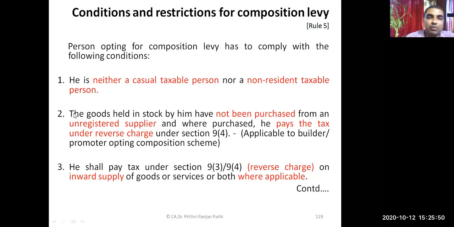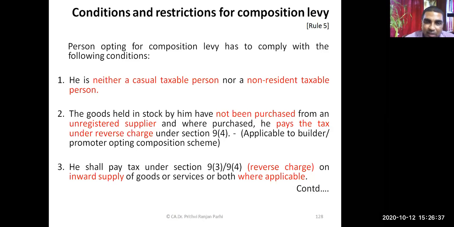I am trying to explain the second condition once again. You see, when you apply, if you are a builder applying for the composition scheme, at that point of time, you might be having some stock, right? So what is expected is that those stocks should not have been purchased from an unregistered supplier. You must have purchased those stocks from a registered supplier by paying GST, right? But by any chance, if you have purchased it from an unregistered supplier, then you must have paid tax under reverse charge. These two conditions have to be met.